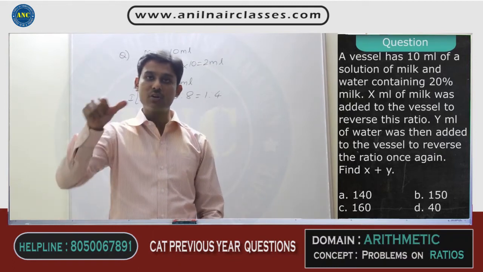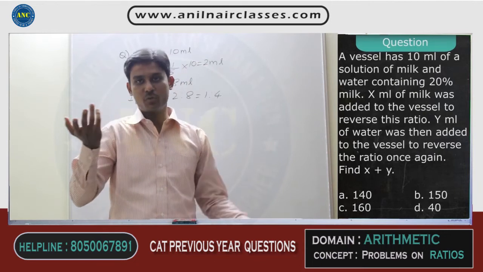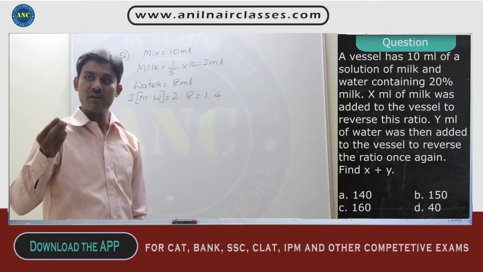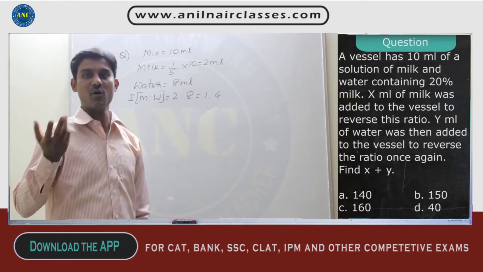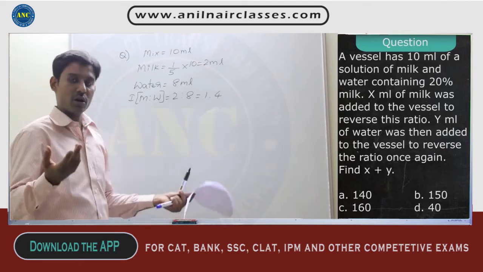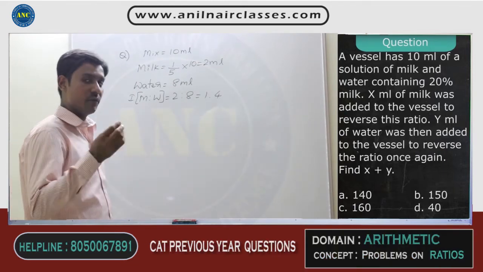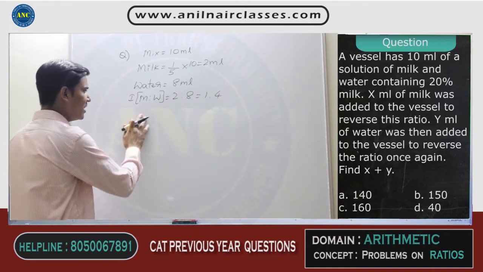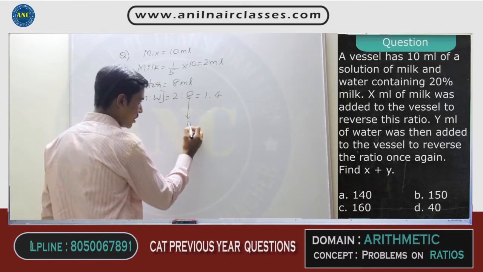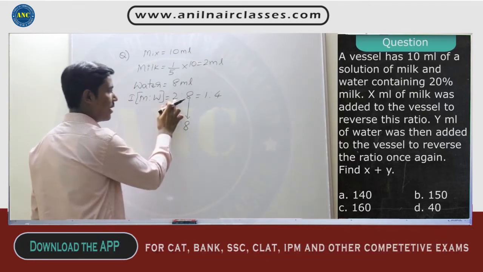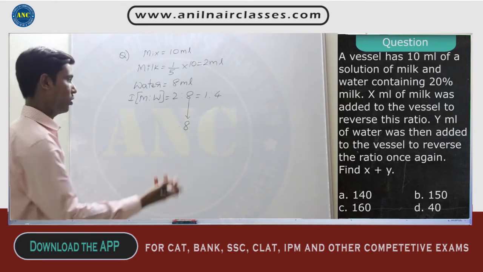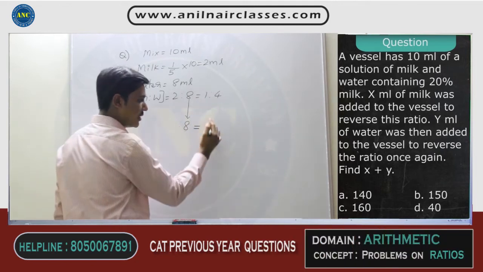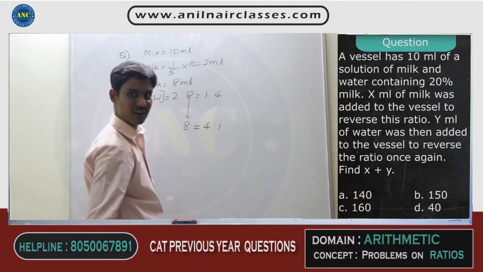If I add milk into the vessel, will the water quantity change? No, the water quantity will not change because you are adding milk. The same quantity of water that was there earlier will be there in the vessel finally, because you are not adding any water. That means initially water is 8 ml, and finally also it will be 8 ml itself, but you are adding some X ml of milk. I don't know the value of X, but if I add X ml of milk, this 1:4 will reverse as 4:1.